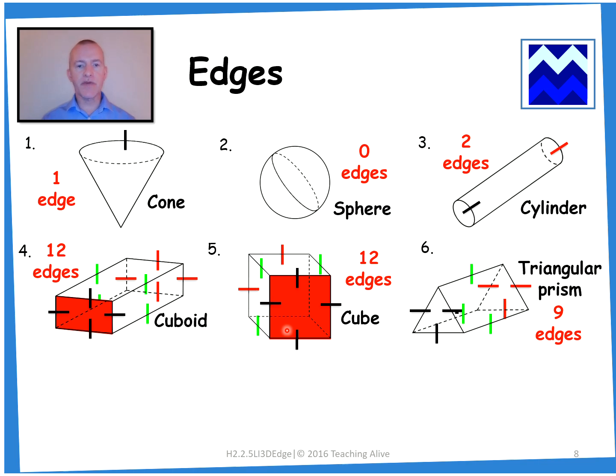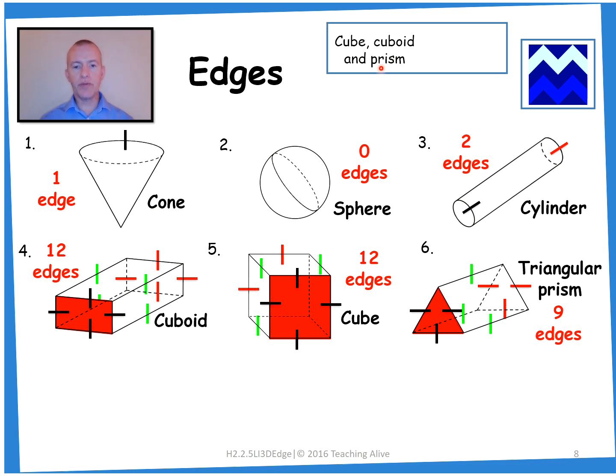And if we multiply the number of sides by 3 for the front, the black lines, the middle, the green lines, and the back, the red lines, then we end up with our number of edges. So 3 lots of 4 gives us 12. Then the triangular prism. The front face has 3 sides. So we have 3 lots of 3, which gives us 9. So our pattern is, for the cube, cuboid, and prism, we have our front face, the number of sides, and then we multiply it by 3.